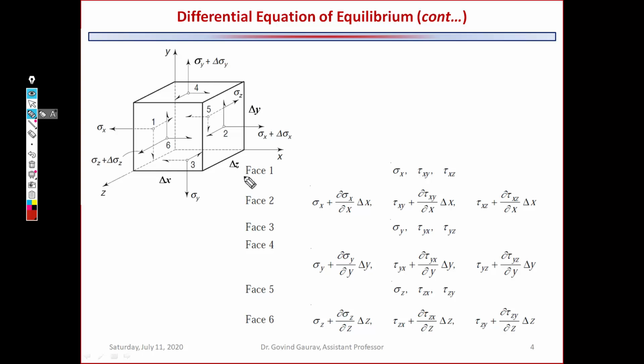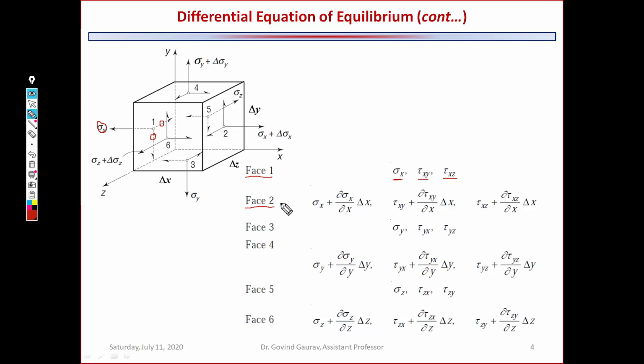Let us now define the stresses that are acting on the different phases one by one. So when we consider phase 1, it will have one value of the normal stress, which is this value, and two values of the shear stress, tau xy and tau xz. So which one is tau xy? This value is tau xy and this value is tau xz.